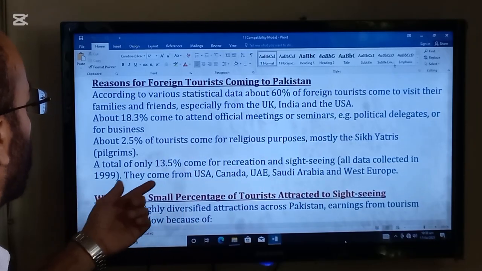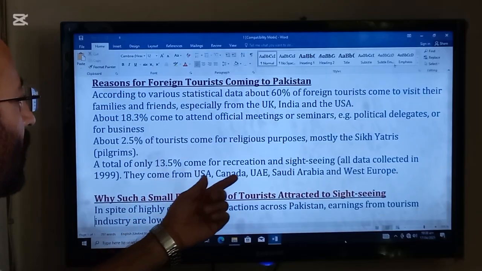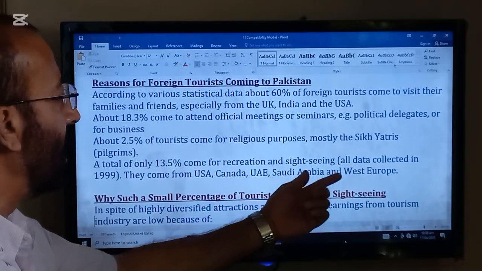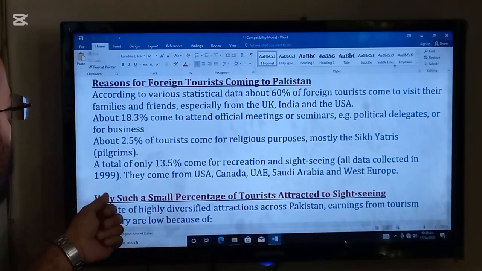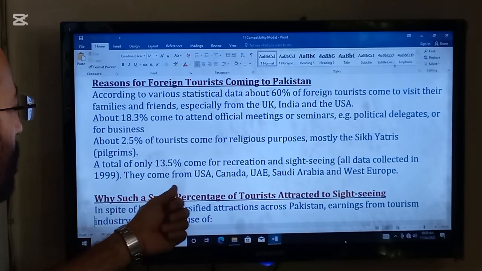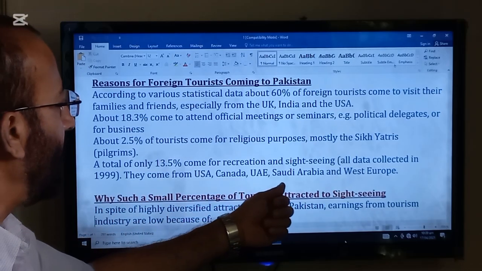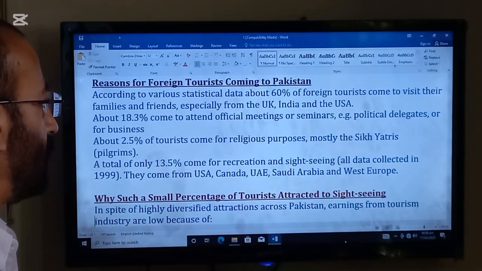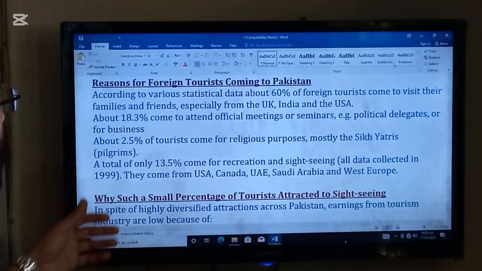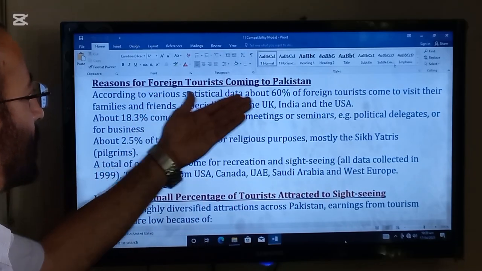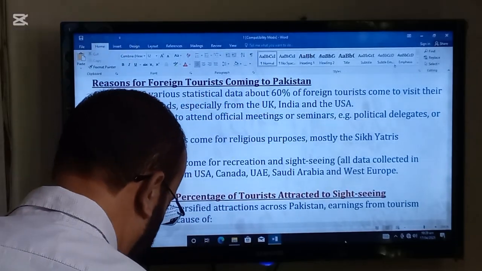A total of only 13.5% come for recreation and sightseeing. All data collected in 1999. They come from USA, Canada, UAE, Saudi Arabia and West Europe. So these were the reasons for foreign tourists coming to Pakistan.